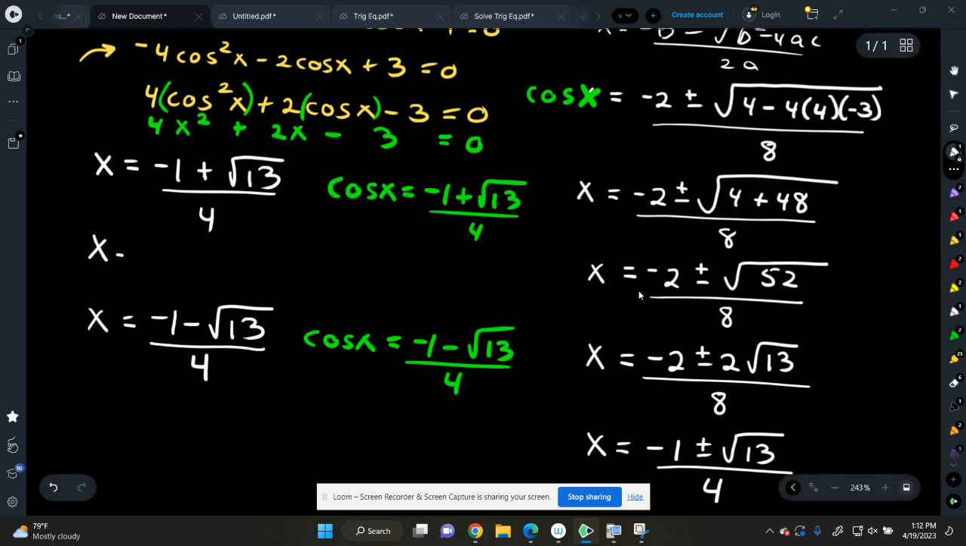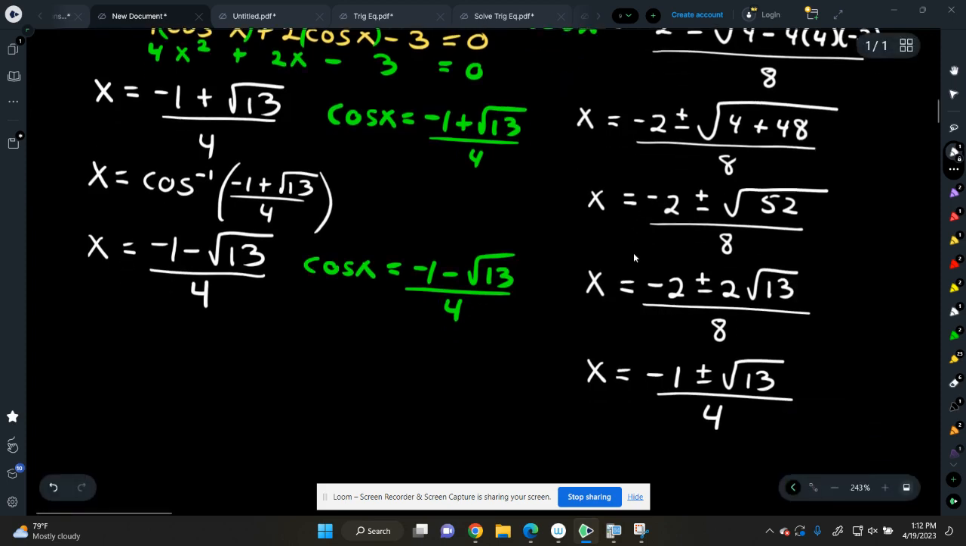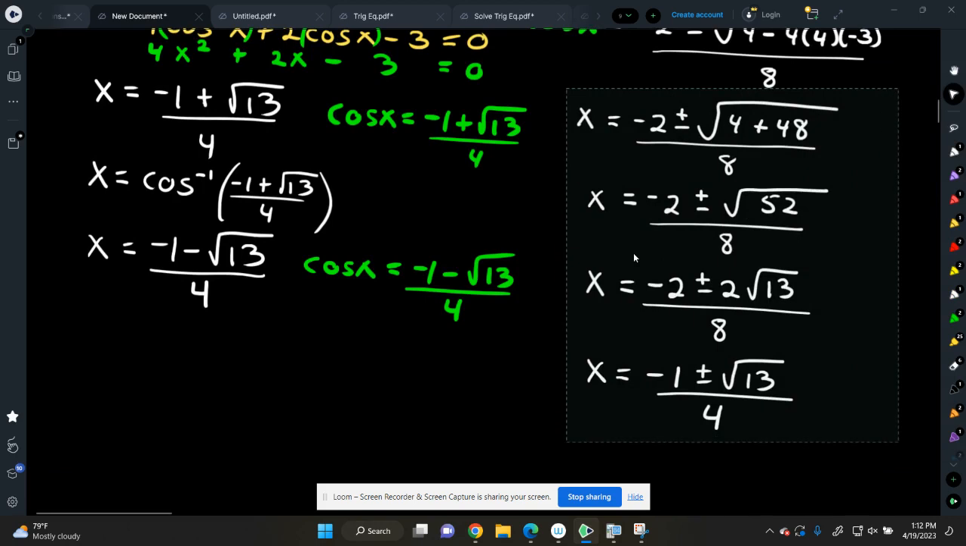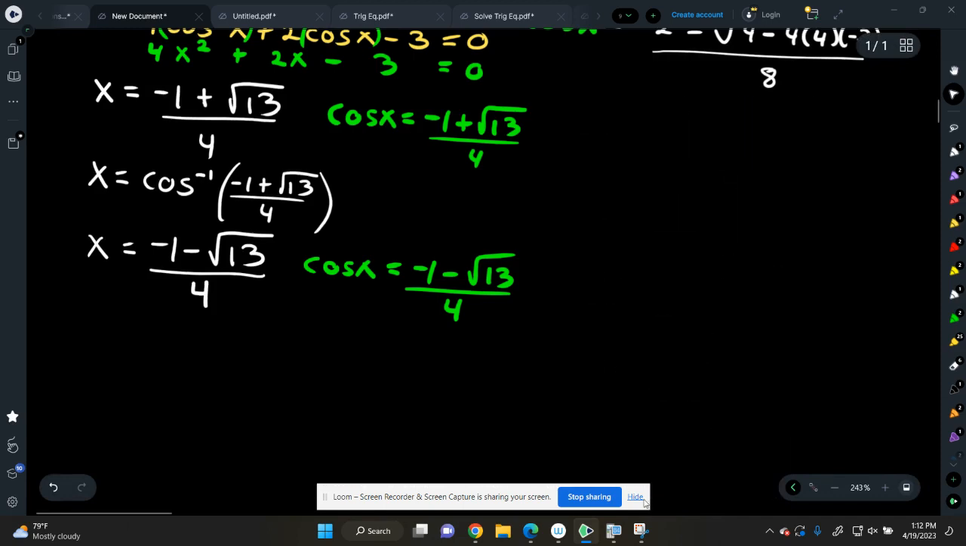X equals inverse cosine of negative 1 plus the square root of 13 over 4. So we have to use our calculator. Let's clear some stuff out of the way. Am I okay erasing this side? Okay, so we're going to use our calculator.